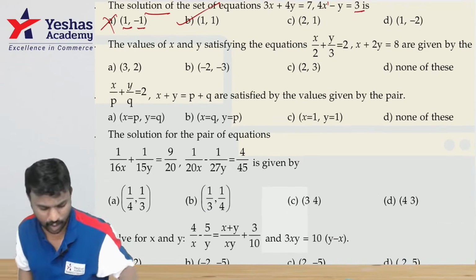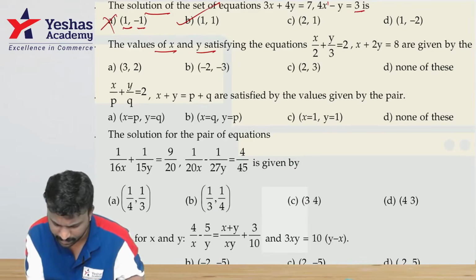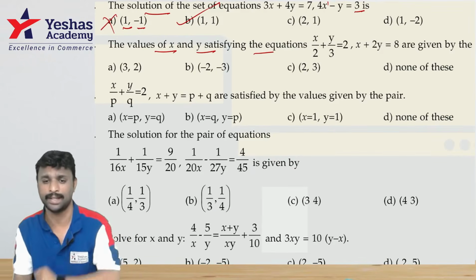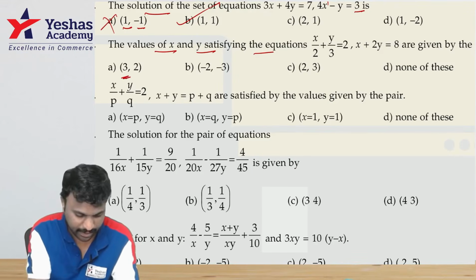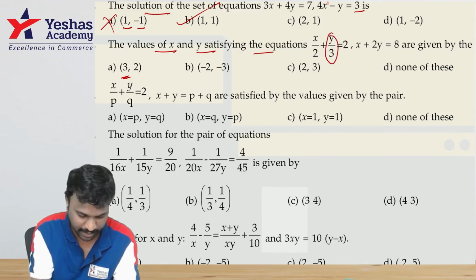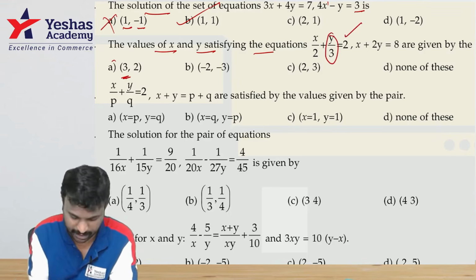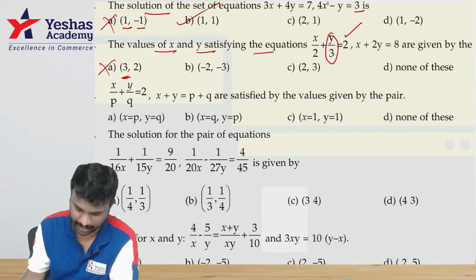Guys, moving on to the next question, that is question number 2. The values of x and y satisfying these equations. Guys, where are the x and y values? They are in the options. Guys, first of all, if I take the x value as 3, 3 divided by 2, plus the y value as 2, 2 divided by 3, I get 2.166. They have given 2. So definitely option A doesn't satisfy. If it doesn't satisfy the first equation, no need to check the second equation.